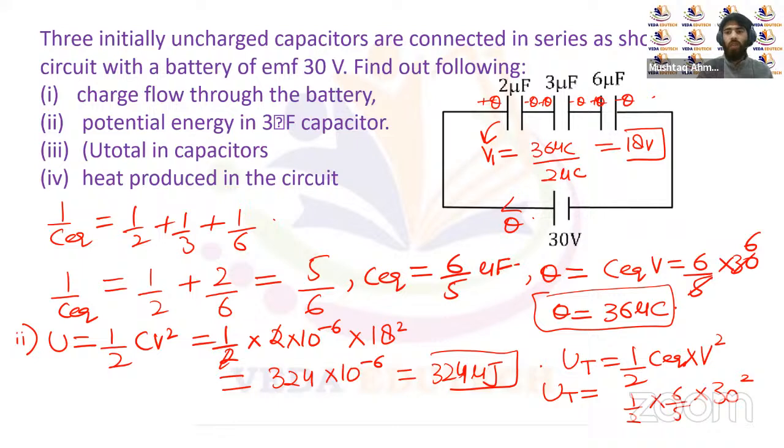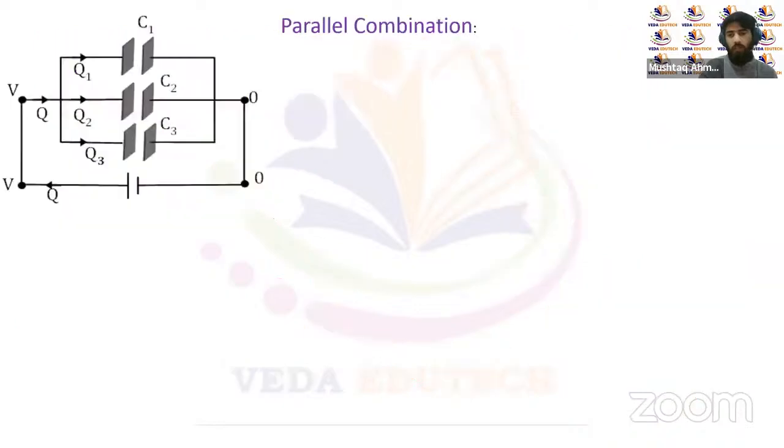You can find the total energy using the individual energy of all the capacitors as well, and then sum all the energies. But you can also calculate the total energy in the capacitor using the concept of equivalent capacitors, right? So let's move on to the next concept here. The next concept is parallel combination of a capacitor. Let's quickly try to solve this parallel combination of the capacitor.